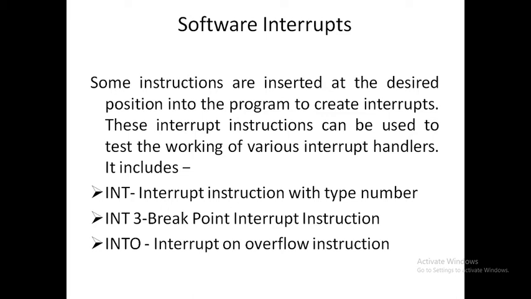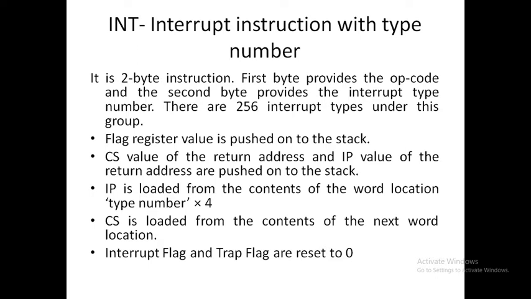Mainly we will discuss the first one, that is INT interrupt with type numbers. It is a 2-byte instruction. The first byte provides the opcode and the second byte provides the interrupt type number. There are 256 interrupt types under this group. Its execution includes the following steps. Flag register value is pushed onto the stack. CS value, that is code segment value of the return address, and IP value of the return address are pushed onto the stack. IP is loaded from the content of the word location type number multiplied by 4. CS is loaded from the contents of the next word location. Interrupt flag and trap flag are reset to 0.